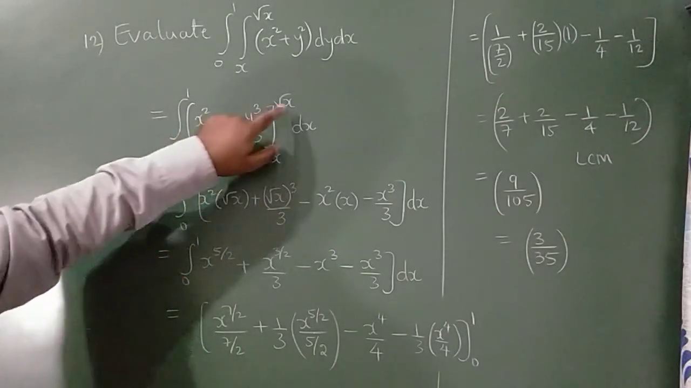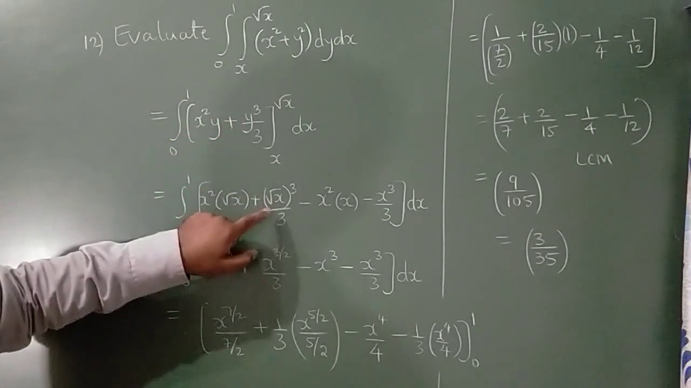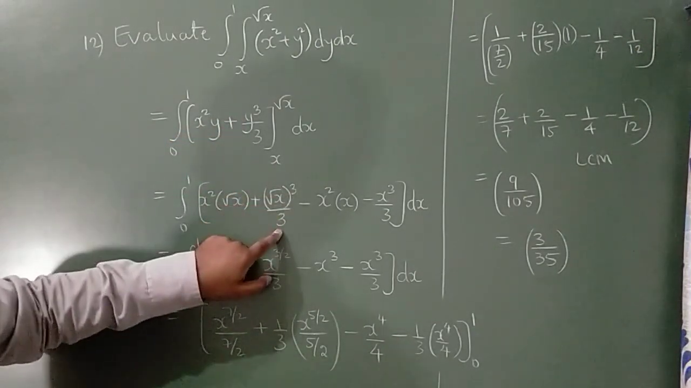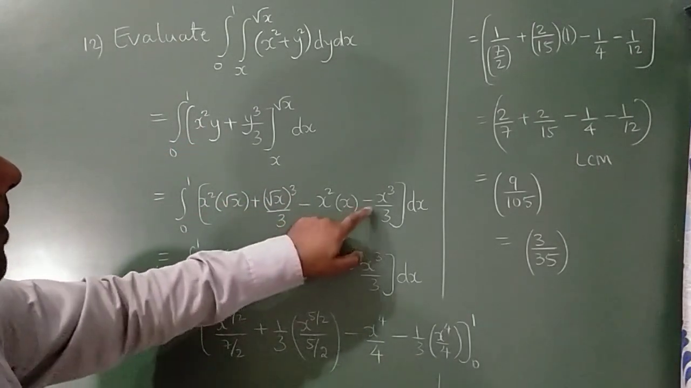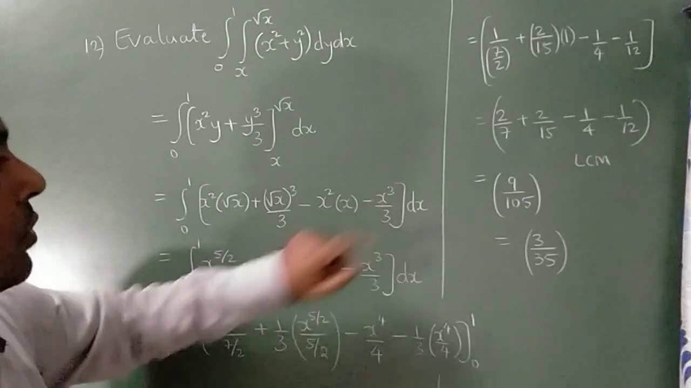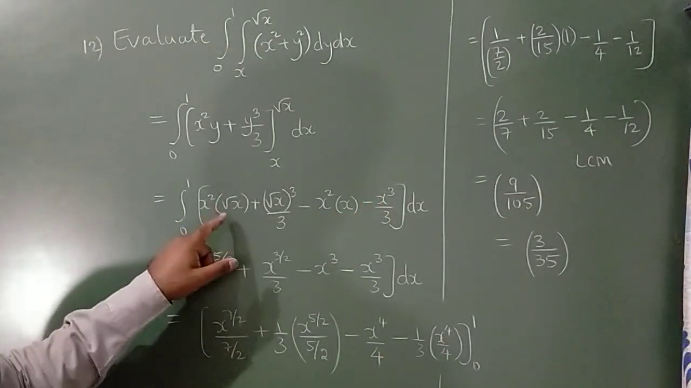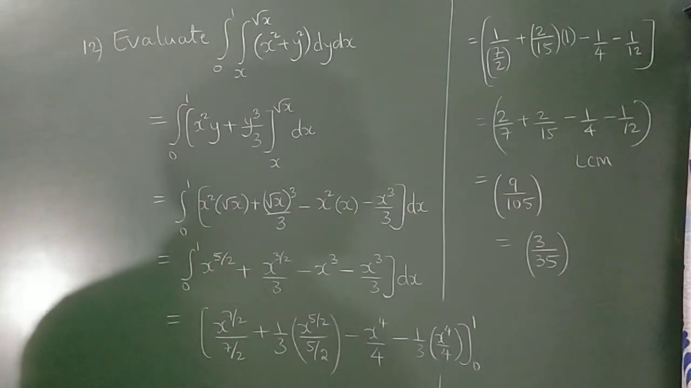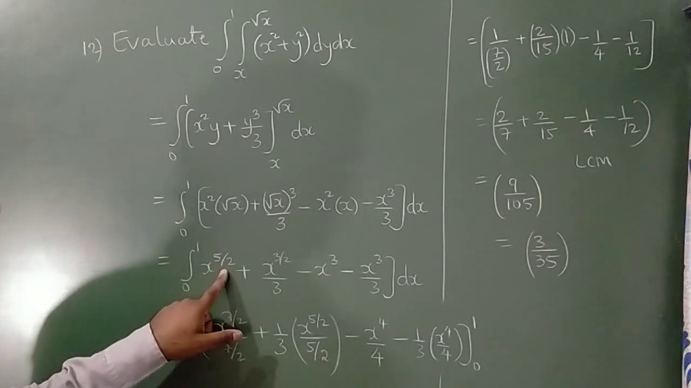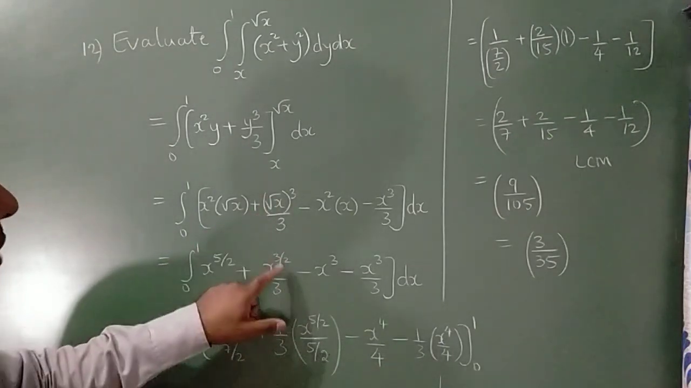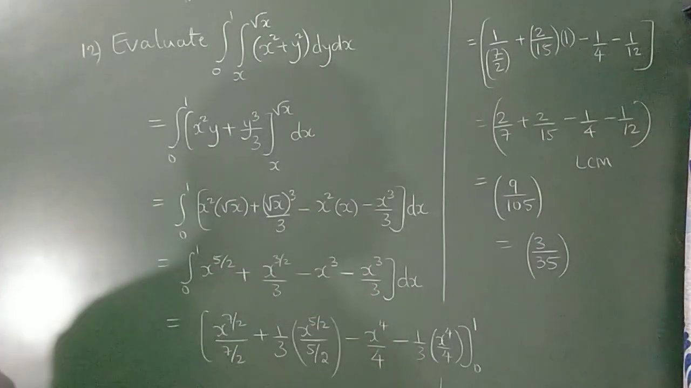In place of y, the upper limit is root x, so I have substituted here. Plus again, for this the upper limit is root x whole cube divided by 3, minus the lower limit. Where there is a y, substitute x. Minus again where there is a y, substitute x. Now root x is nothing but x raised to 1 by 2. Now you need to take the LCM of this. So x square into root x will become x raised to 5 by 2. Plus this will become x raised to 3 by 2. x square into x is x cube, minus x cube divided by 3.